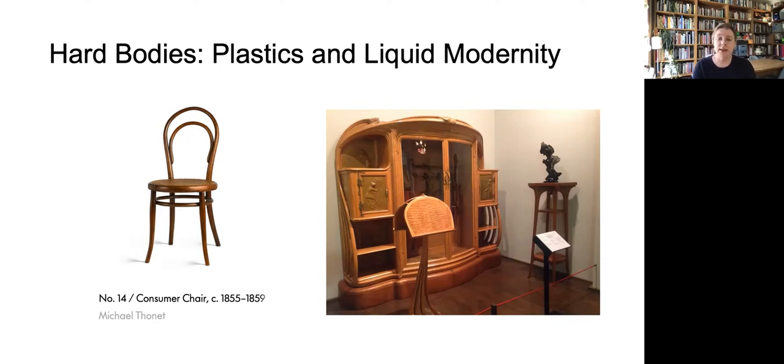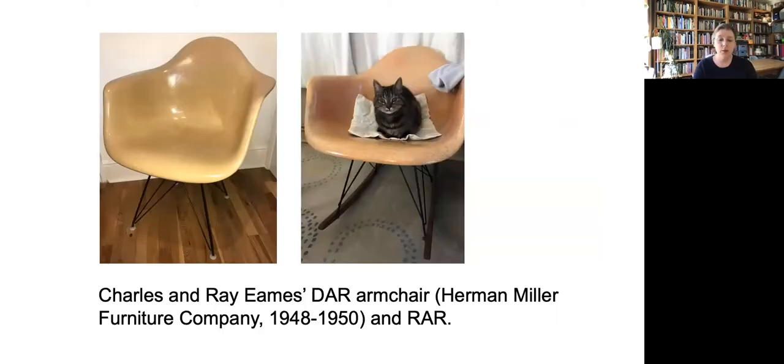Just as entering an interior is a kind of touch, touching the floor, touching the air, touching the handles and surfaces, so sitting is a kind of touch. Early examples of plastic products for the interior include Charles and Ray Eames' DAR armchair, Herman Miller, 1948-50, where their goal was to produce an armchair from a single piece, a shell. This chair was recognised by the Museum of Modern Art in 1950.